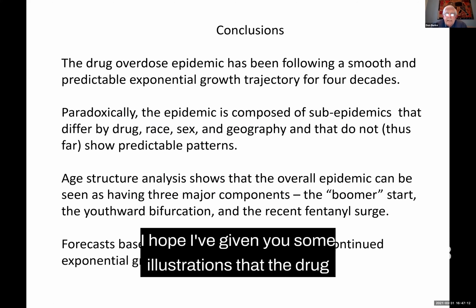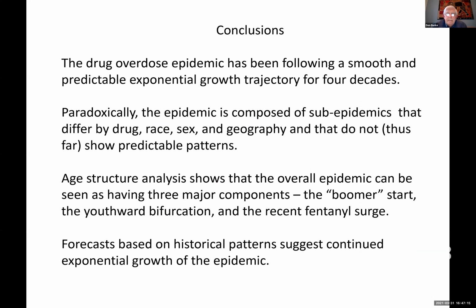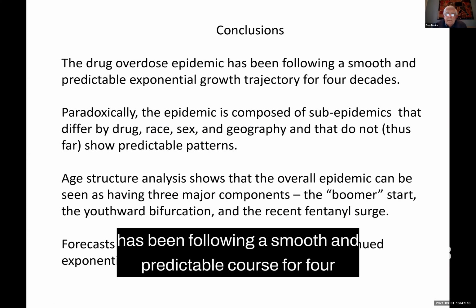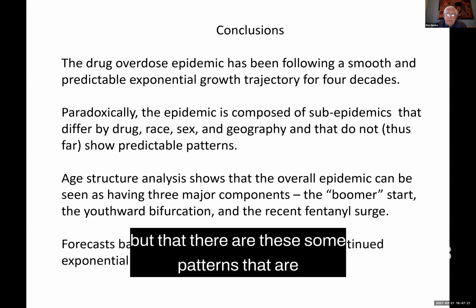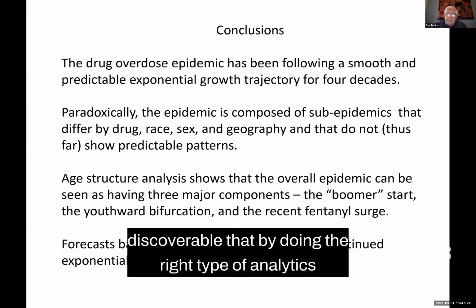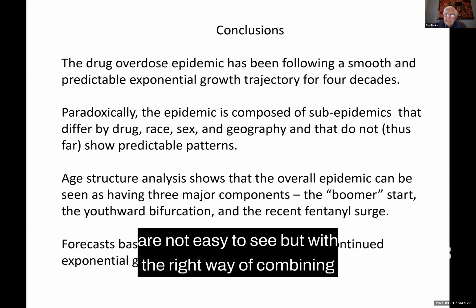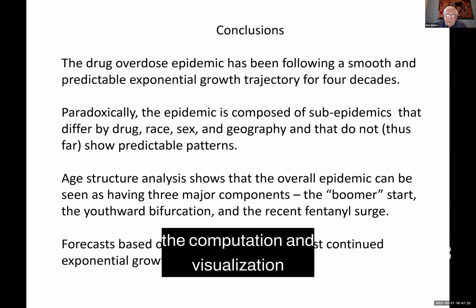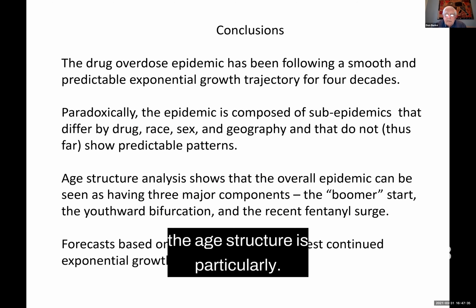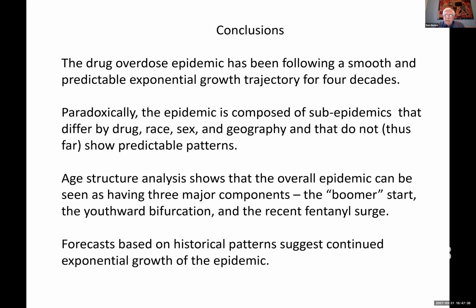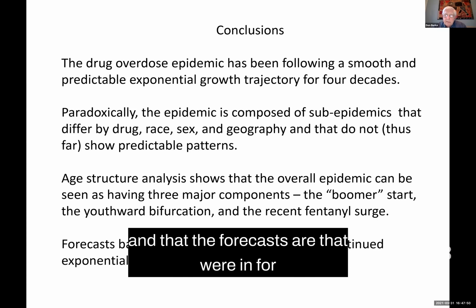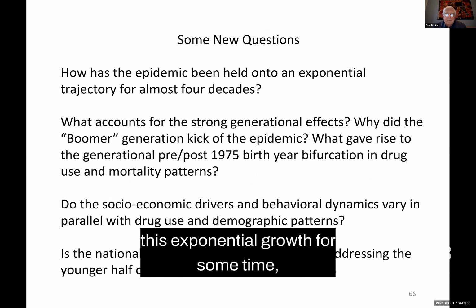I hope I've given you some illustrations that the drug overdose epidemic has been following a smooth and predictable course for 4 decades, but that there are these subpatterns that are discoverable by doing the right type of analytics. They're not easy to see, but with the right way of combining computation and visualization, the age structure is particularly important, with this idea that the epidemic started with the boomers, that there was a bifurcation with the younger folks, and that the forecasts are that we're in for this exponential growth for some time.